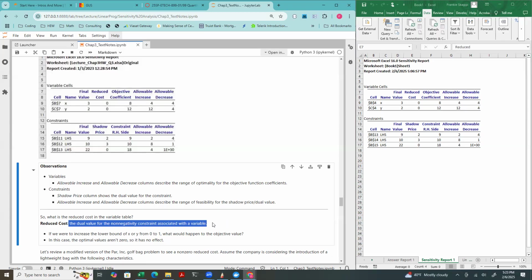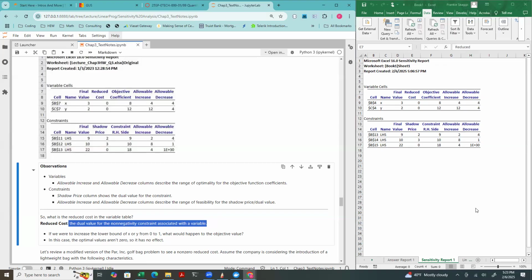So now we're using that same idea. It's the per unit increase of the objective function, but now the right-hand side is the non-negativity constraint. So it's moving that 0 to like a 1. If I move that x is greater than or equal to 0 to x is greater than or equal to 1, what is that going to do for the objective function?